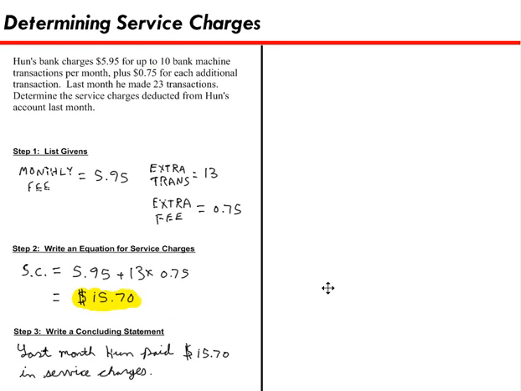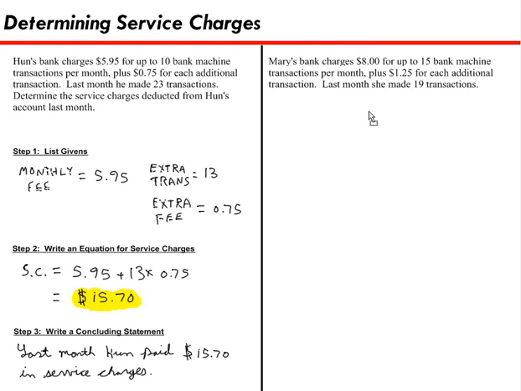Alright, so now it's your turn to give somebody the bad news. Let's see if you can calculate the service charges for this person. Mary's bank charges $8 for up to 15 bank machine transactions per month, plus $1.25 for each additional transaction. And last month, she made 19 transactions. So determine the service charges deducted from Mary's account last month. Give that one a shot, trying the steps I showed you on the left, and I'll post the solution when you're ready.